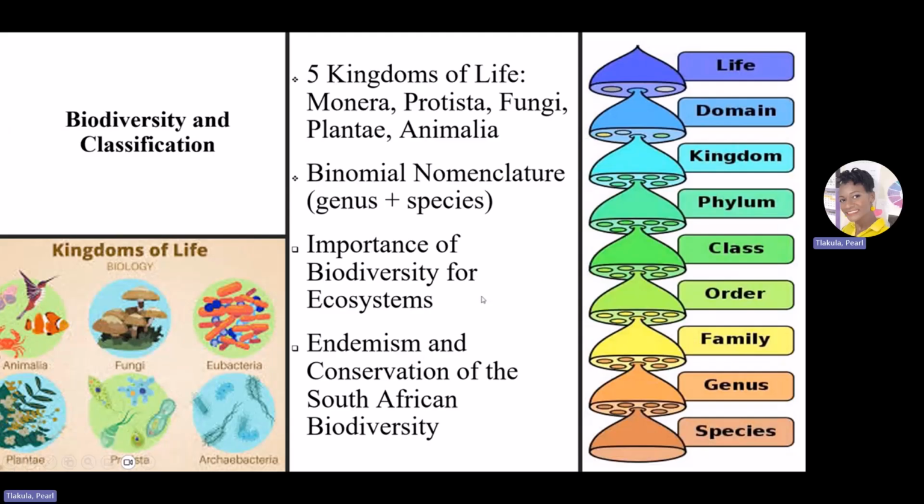So remember that. You must also remember the importance of this classification in biodiversity and in the ecosystem. Also consider knowing the endemism and the conservation efforts of South African biodiversity, considering also the 5 kingdoms and their classification.